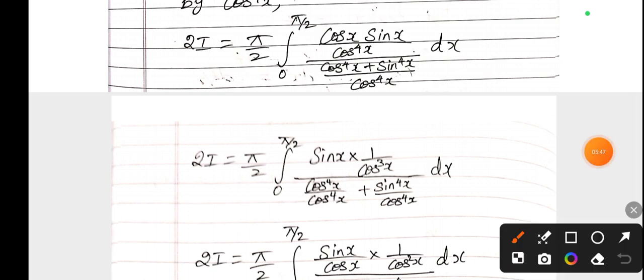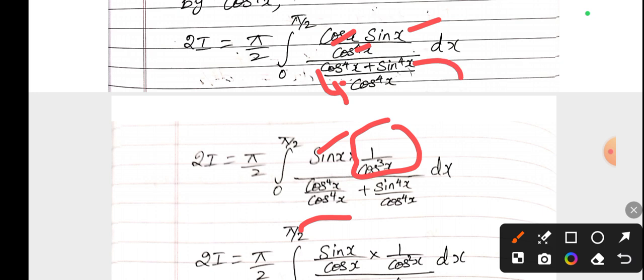As I said, cos x and cos power 4x, one cancels and you're getting 1 by cos cube x. And this sin x remains as it is. This is cos power 4x by cos power 4x plus sin power 4x by cos power 4x. We have split and written. Then cos power 4x gets cancelled. Sin by cos is tan, so tan power 4x will be there.